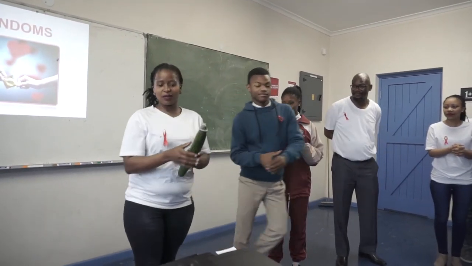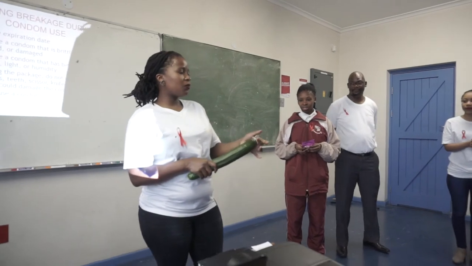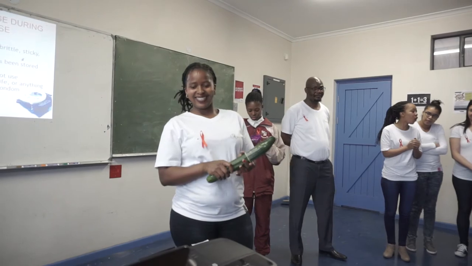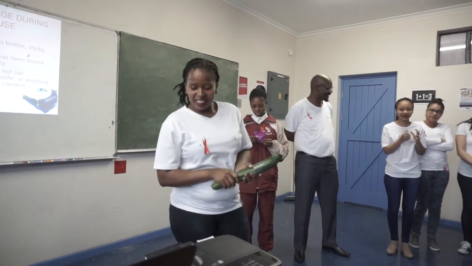Okay, I'll talk you through it, thank you. Firstly, what he did wrong, he was supposed to have checked the expiry date on the condom, which he didn't, but it's fine. They say there's no time for that, but it's always time. You do not use a condom that's brittle and sticky, or that you can see is old. And you do not use a condom that has been stored in the light.